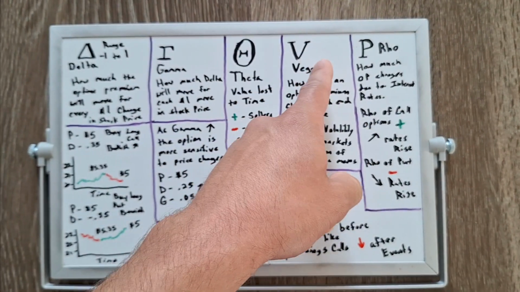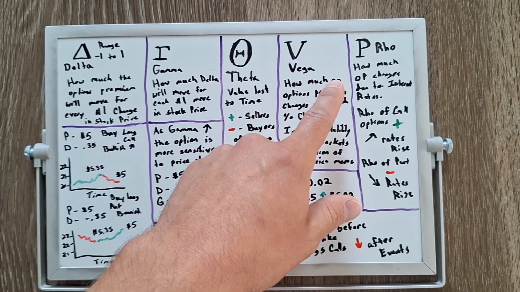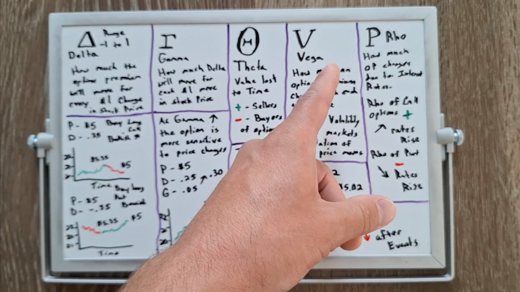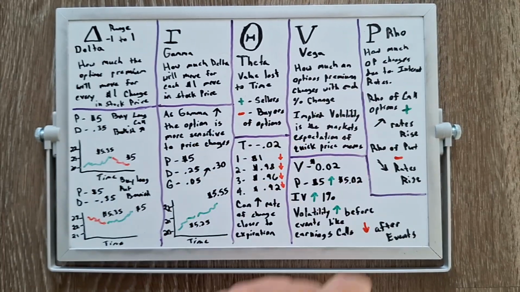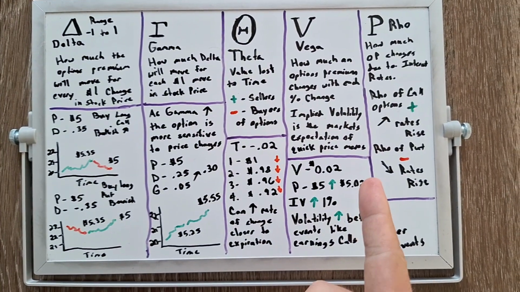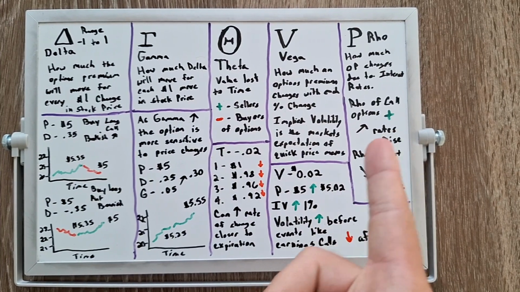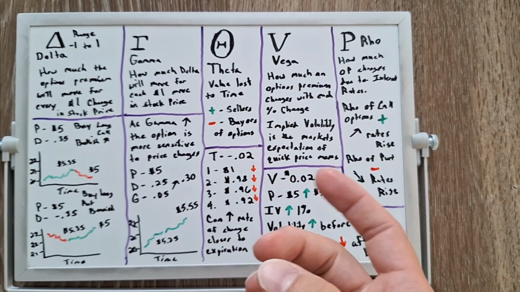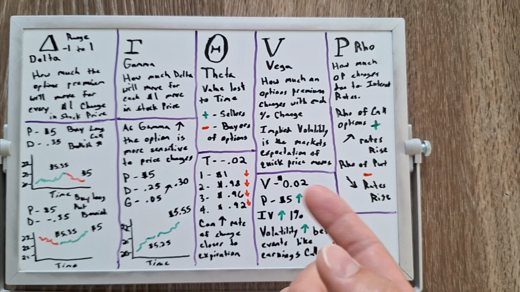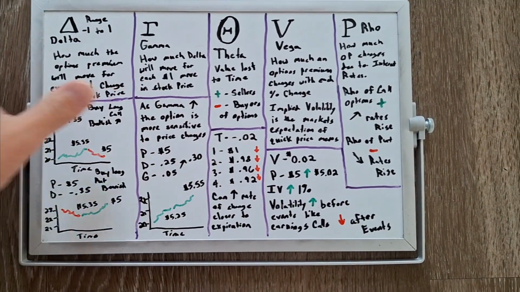Then you have Rho. Rho is not as popular. It's not really utilized as much because it rarely changes much at all, but it is how much your option premium will change based on interest rates. If you have a call option and rates rise, that's positive for your call option. If rates rise but you have a put option, that's usually negative for your option. So that's just a quick basic explanation of all the Greeks.